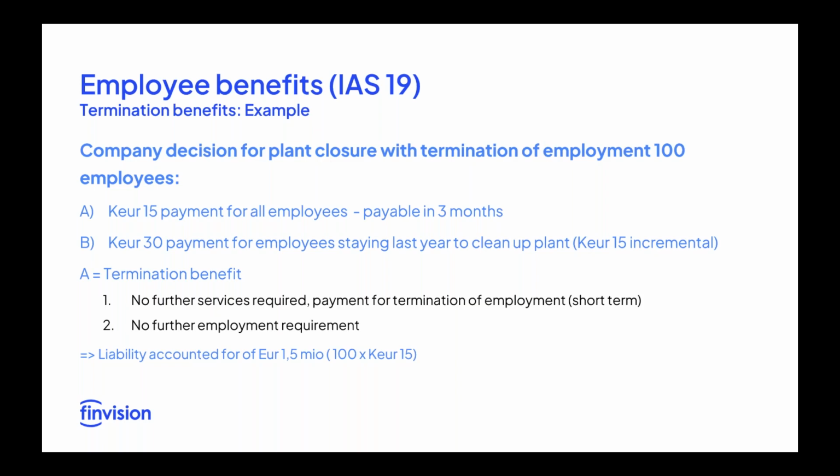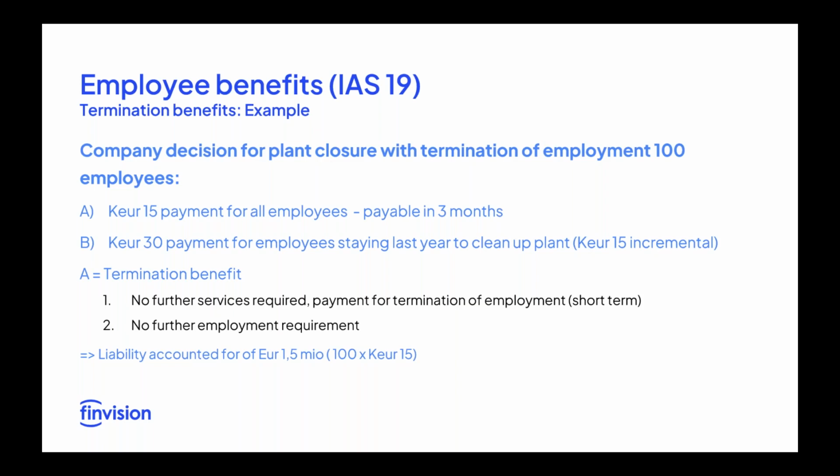Practical example here, a company decides for a plant closure where 100 employees will lose their job. All of the employees get 15,000 euros of payment payable in 3 months upon announcement. And then there is a higher payment, so 15,000 euros incremental for employees staying the last year because the plant still requires cleanup. So it's an incentive for some people to keep on board, so the company is able to close everything down properly. A is considered as a termination benefit.